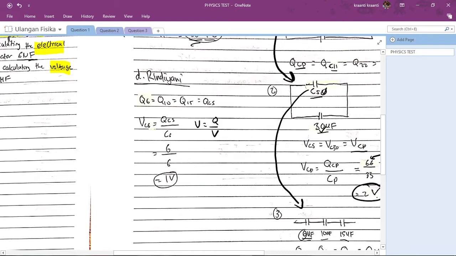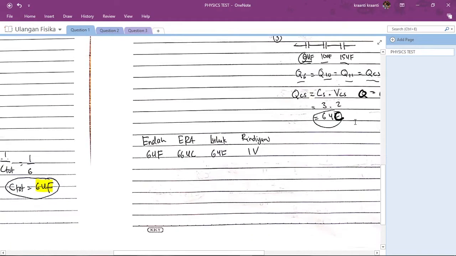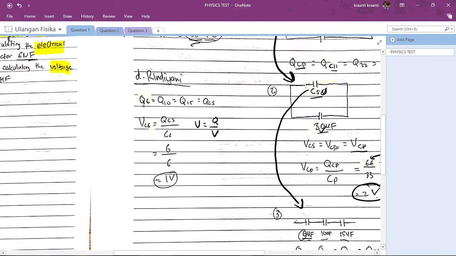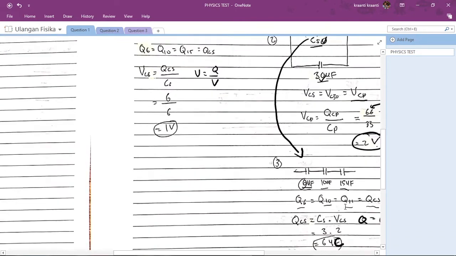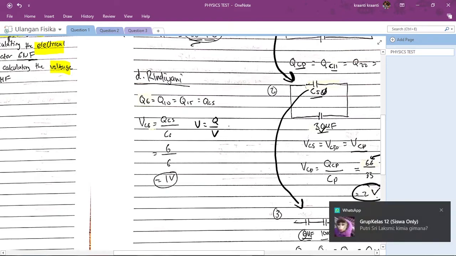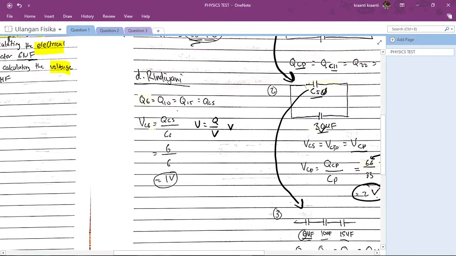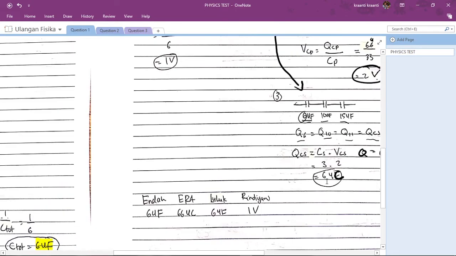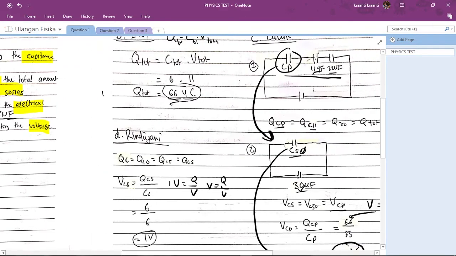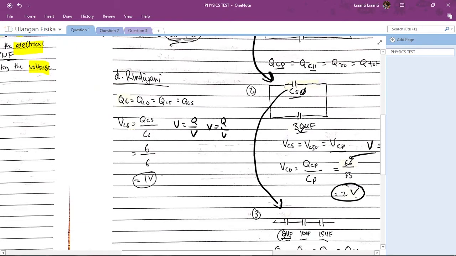Because the voltage is depicted as the same as this one, right? Because if this is a series, then the electrical charge is the same as the series electrical charge. Then the voltage is equal to Q per C, same like this one. So the Q that we already found here is 6, divided by the capacitance that we want to find. The capacitance is 6, right? So 6 divided by 6 is equal to 1 volt.